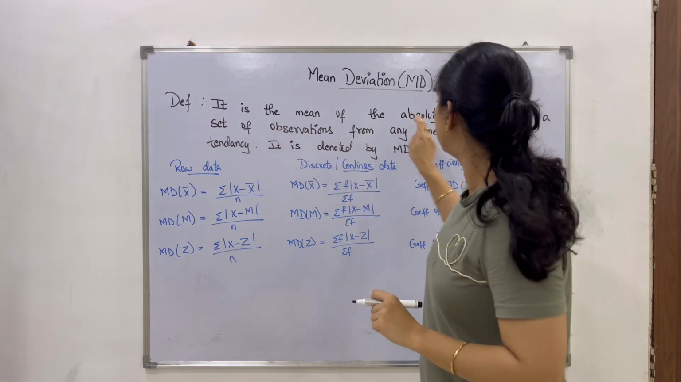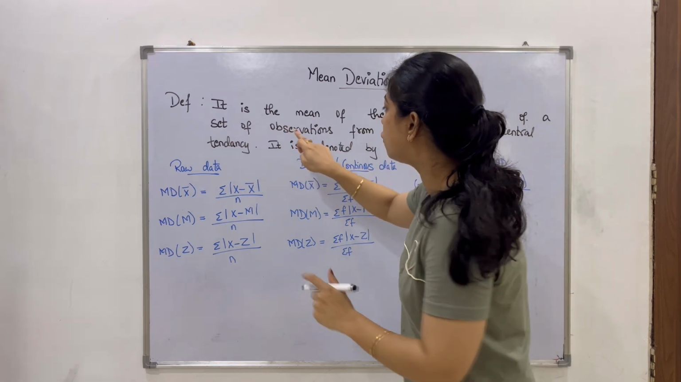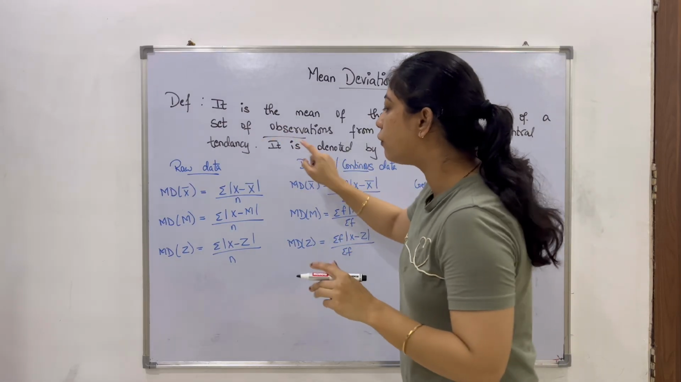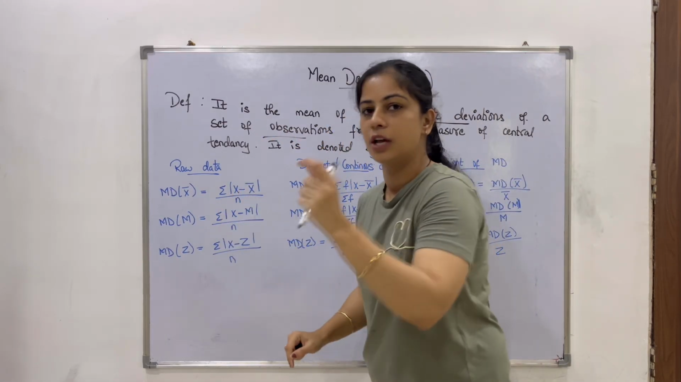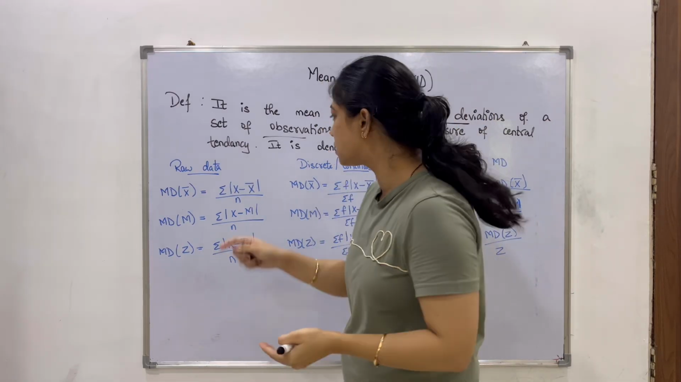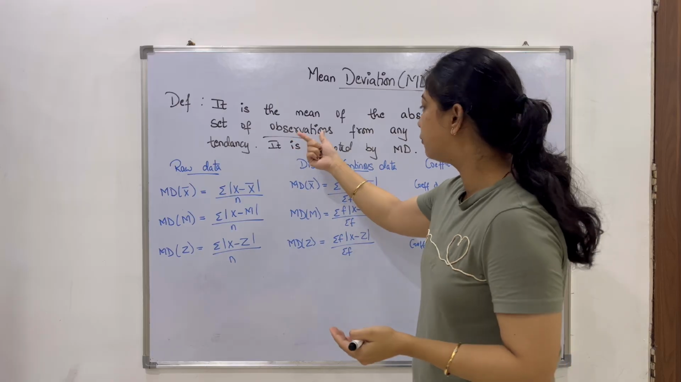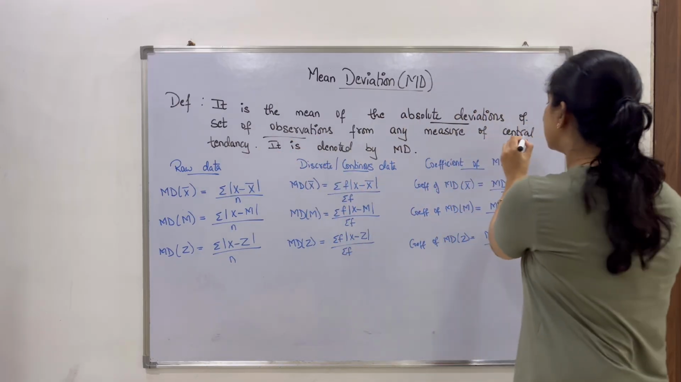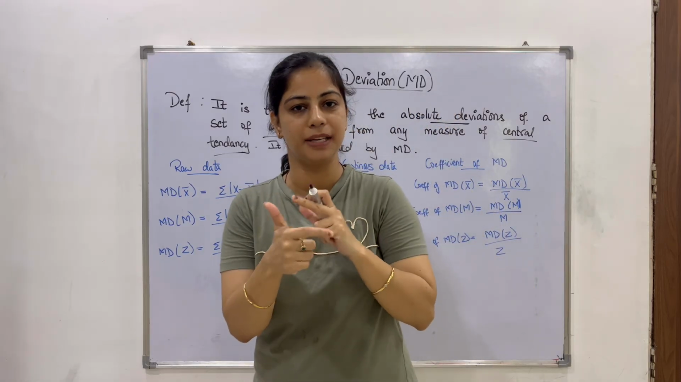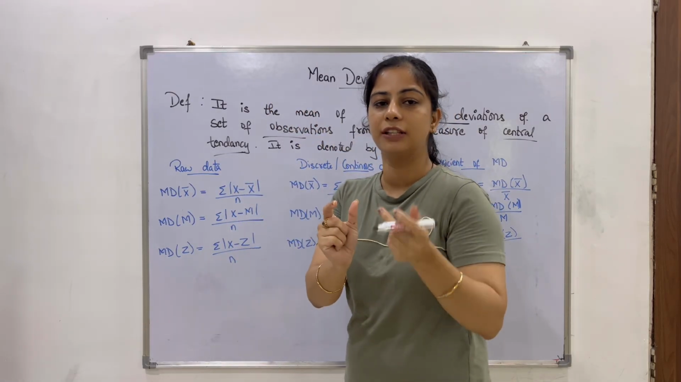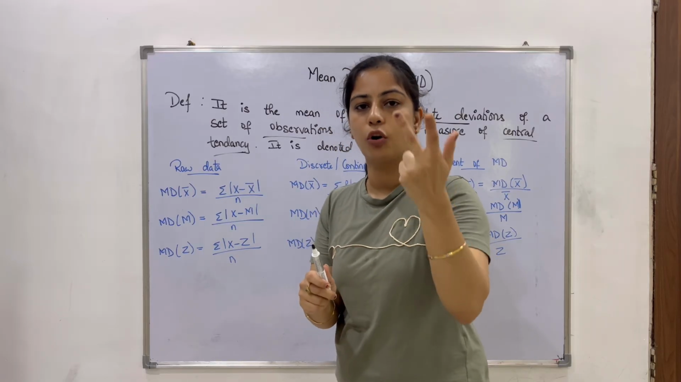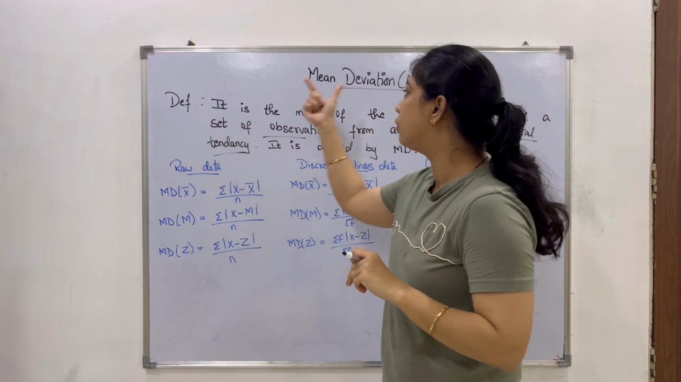Now, absolute deviations of a set of observations from any measure of central tendency. Set of observations means your x values. These are the different values given to you in the question, your x values, and we take the difference from any measure of central tendency. Now, as we have already seen, central tendency means mean, median, mode. So, if you take the difference of a set of observations from any of these three, either mean, median or mode, you will get your formula for mean deviation.